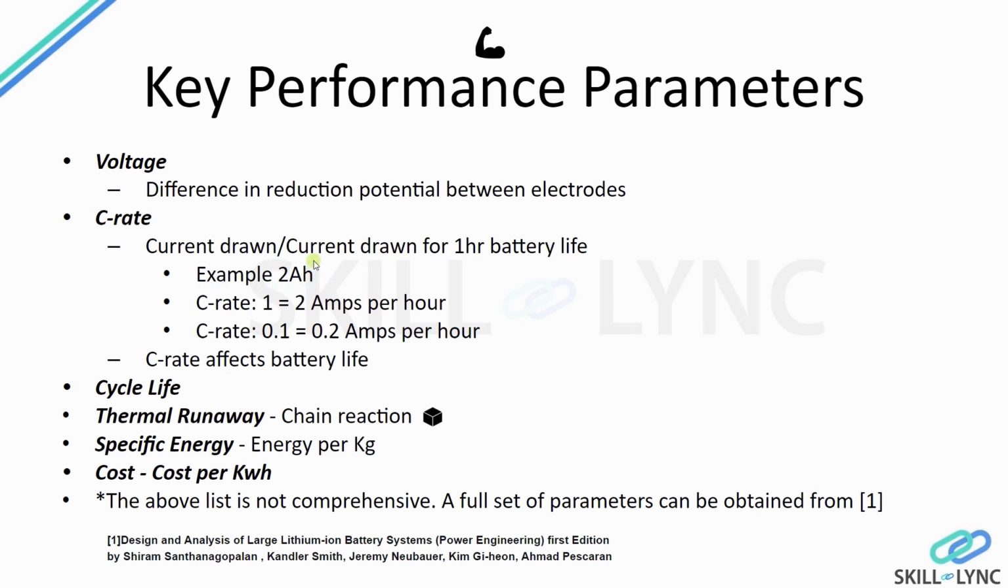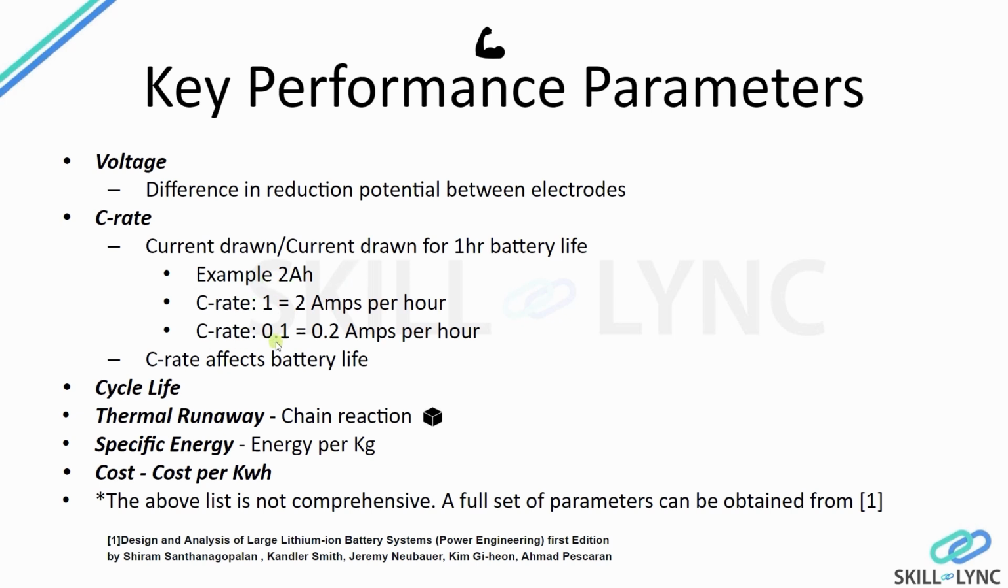So if you take 2 amp hours, what's the amount of current that you need to draw so that the battery life is 1 hour? Well, it's very simple. It's 2 amps. If you draw 2 amps, then the battery is going to last for 1 hour. So say that your actual device also draws 2 amps, then you get 2 by 2, which is 1, and that would be the C rate. Now if you look at the unit of C rate, that's going to be a time inverse, 1 by hour or 1 by second.